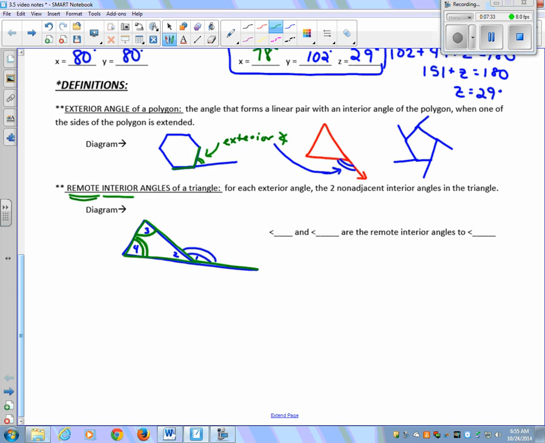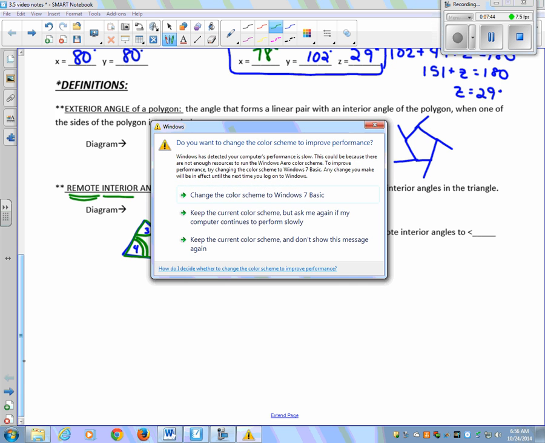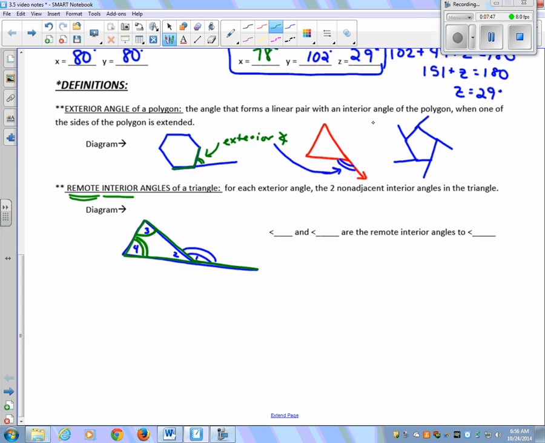Remote means kind of off in the distance by itself. Like when you use your remote control of your TV, it's far away from your TV and you can still make your TV work. So it's set aside off in the distance. So the 3 and 4 are removed from angle 1. They're the remote interior angles. So angle 2 is not considered remote interior. That's the angle that's forming the linear pair. So in this case, angle 3 and angle 4 are the remote interior angles to angle 1.